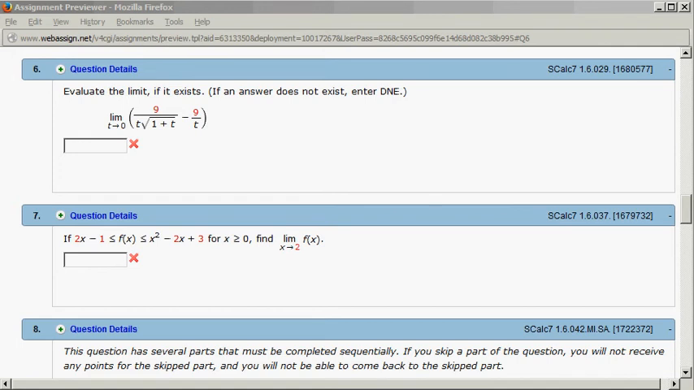Alright, let's look at homework 1.6, problem number 6. We want to evaluate this limit, so let's do that.